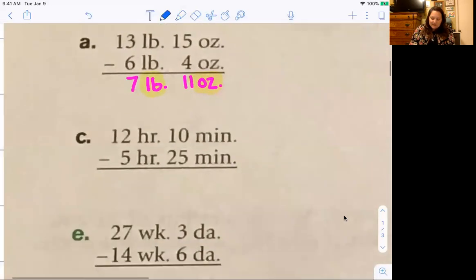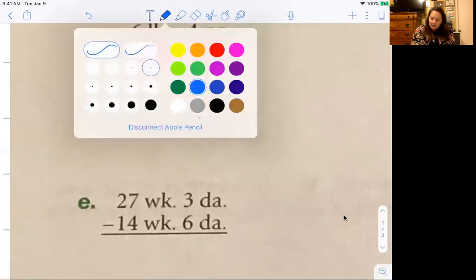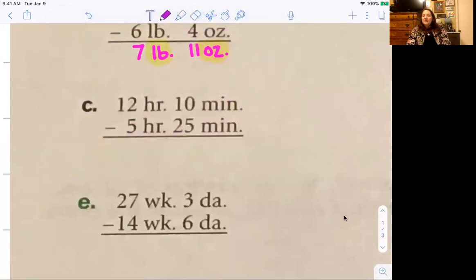Okay, let's try C. Now we're moving into time. It's no different conversion, but it's no different to move into time. Letter C, I have 12 hours, 10 minutes, minus 5 hours, 25 minutes. Well, can I do 10 minus 25? Is that possible? Nope. So we got to go to the hours. We're going to take 1 away from 12, which becomes 11.